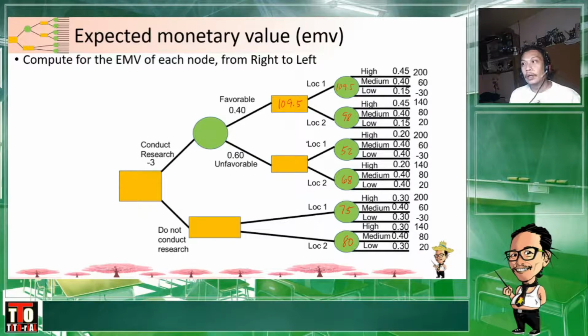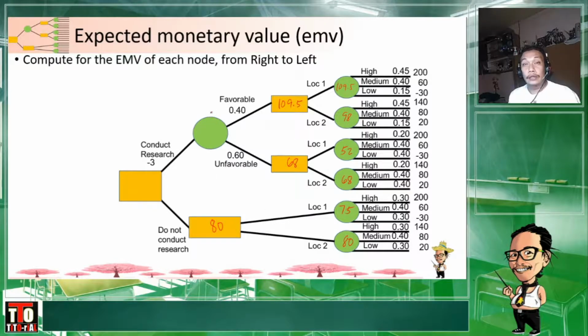Okay? Now, dito naman kay unfavorable between location 1 and location 2, since 68 is higher than 52, we will choose 68. Okay? Now, diretsuhin na natin sa baba. Since between location 1 and location 2, 80 is higher, ang pipiliin natin is si location 2 na may EMV na 80. Okay? So, nagkaroon na ng EMV ang mga decision nodes natin.